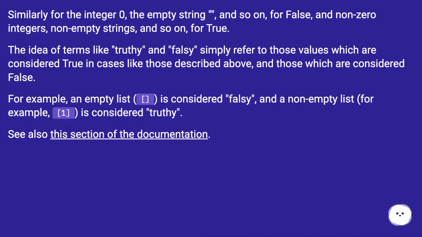Similarly for the integer 0, the empty string, and so on, for False, and non-zero integers, non-empty strings, and so on, for True. The idea of terms like truthy and falsy simply refer to those values which are considered True in cases like those described above, and those which are considered False. For example, an empty list is considered falsy, and a non-empty list, for example, [1], is considered truthy. See also this section of the documentation.